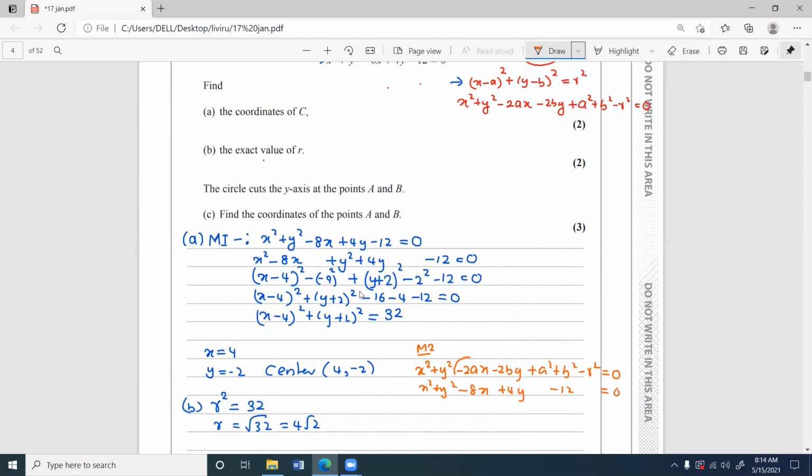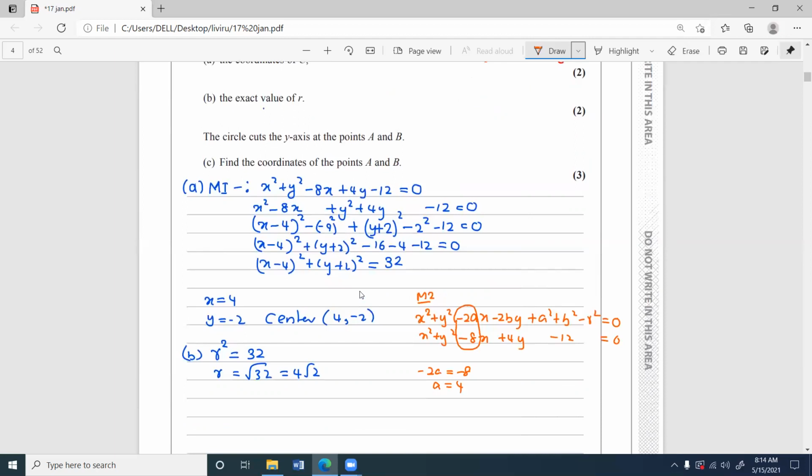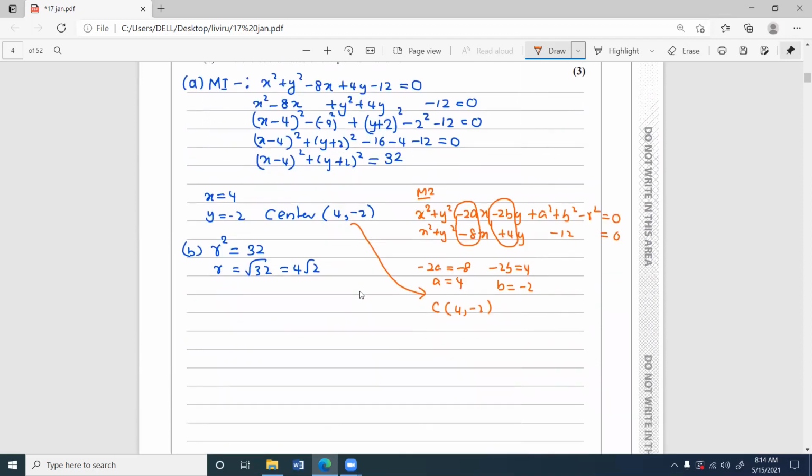Now you can see minus 2a is minus 8. Therefore, a is 4. Minus 2b is 4. Therefore, b is equal to minus 2. Now you can get the center, (4, minus 2), same thing as this. Then you can say here a squared plus b squared minus r squared equals minus 12. This bit.